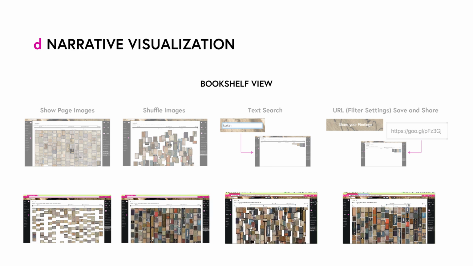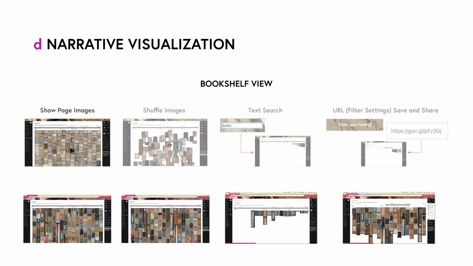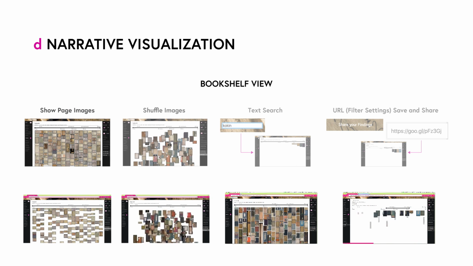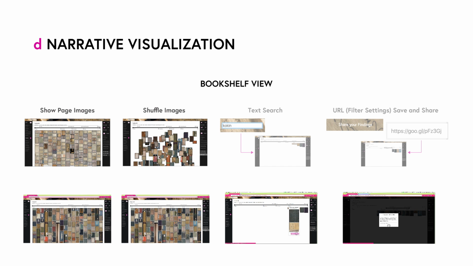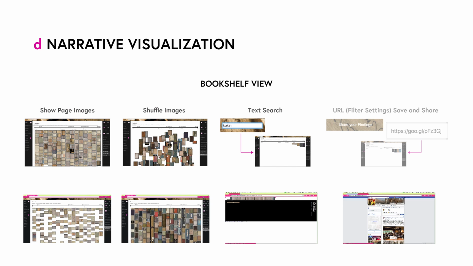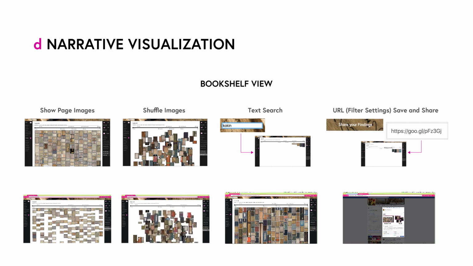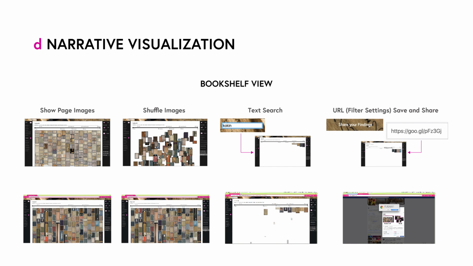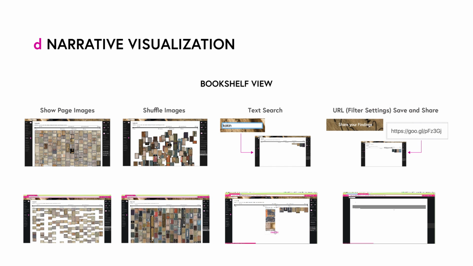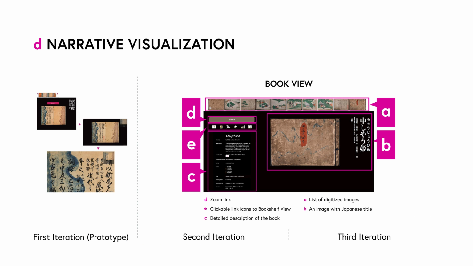And in the bookshelf, learners were also able to switch the cover to page images and shuffle the images that may lead to new discoveries in the collection, search by text that helps to find specific titles, and generate unique URL which allows to save and share their own filter settings online. Furthermore, Book View was developed from the previous zoomable image page. By accompanying bibliographical records in Book View, learners are able to deepen their knowledge in particular books.